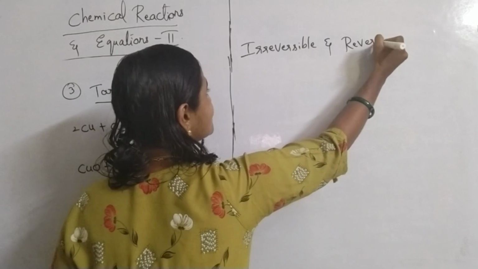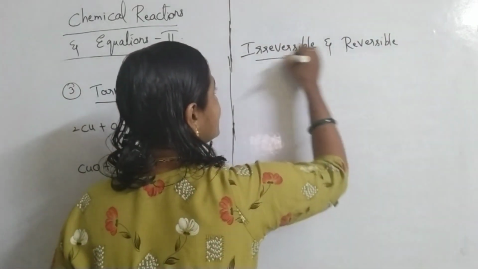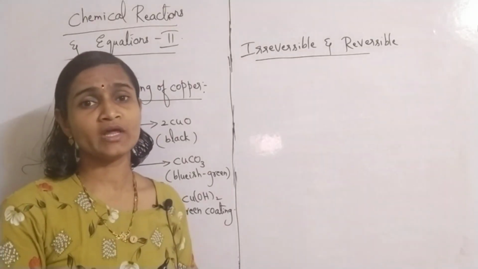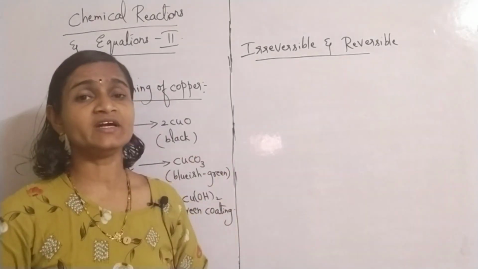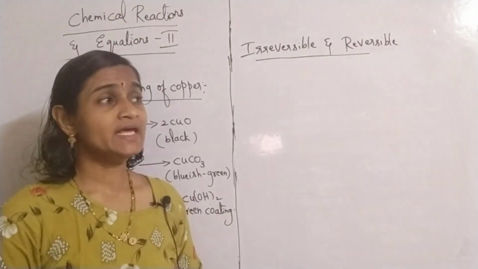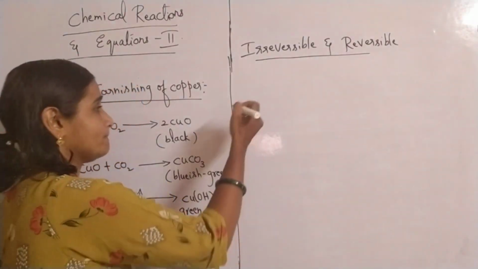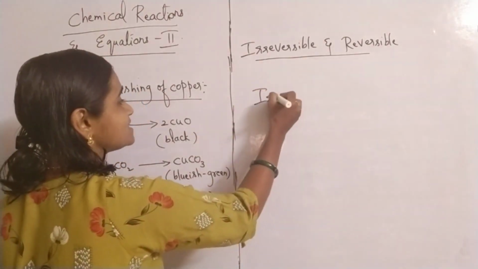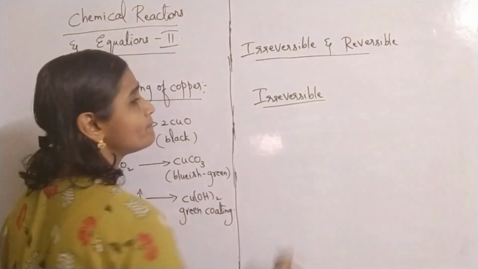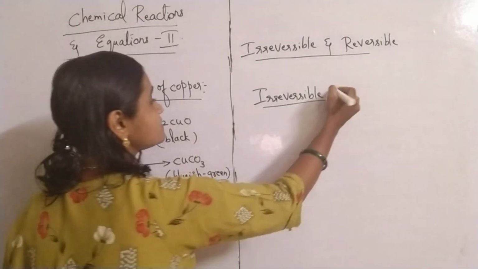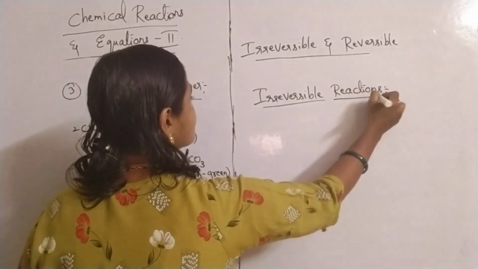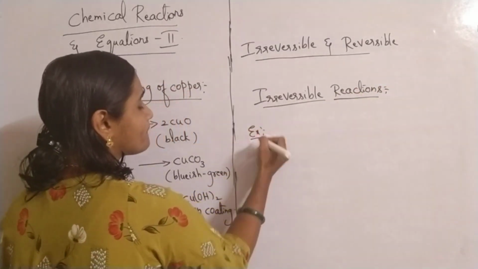Reversible and irreversible reactions. So in the name itself it is there. Irreversible means reactants can be converted into products, but products cannot be converted back to reactants. Such kind of reactions are called irreversible reactions. Let us learn some examples for irreversible reactions, which cannot be reversed.